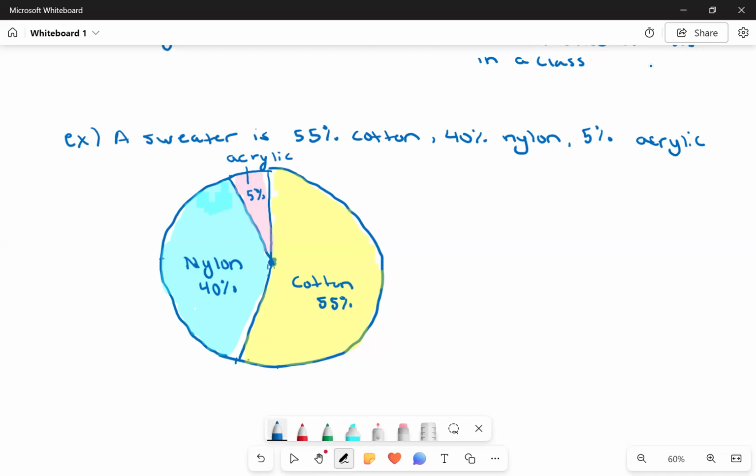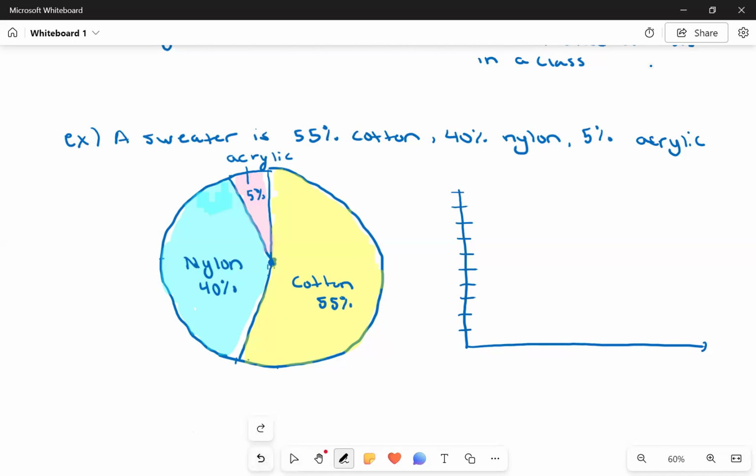All right, let's do this now as a bar graph. Now it's in percentages. That's okay. Maybe I'll go by fives. 10, 15, 20, 25, 30, 35, 40, 45, 50. Oh, gotta go a little bit higher. All right, there's 55. And this is 5. And then 10, 15, 20, 25, 30, 35, 40 here. I'm just going to label the ones I need.